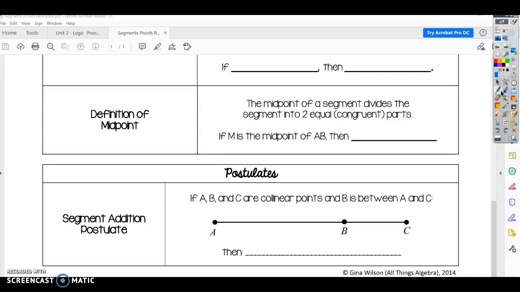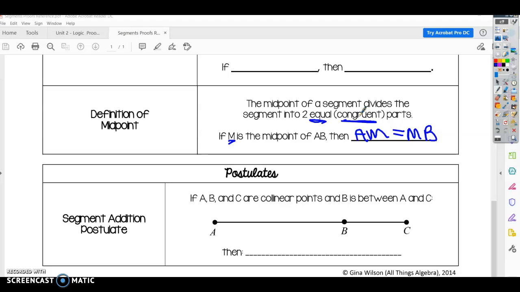All right, the next definition you definitely need to know is the definition of a midpoint. So the midpoint of a segment divides the segment into two equal or congruent parts. So congruent is the same thing as equal. It's just another word for equal parts. If M is the midpoint of AB, then AM equals MB. M will be in the middle, it's the midpoint, and it's going to split this into two equal parts.